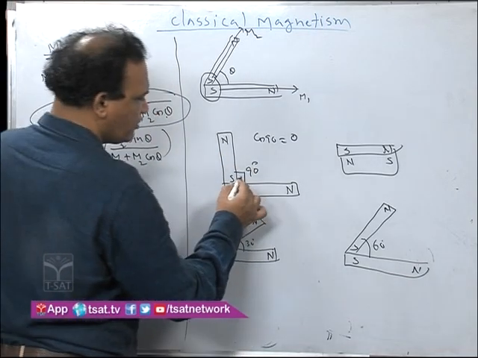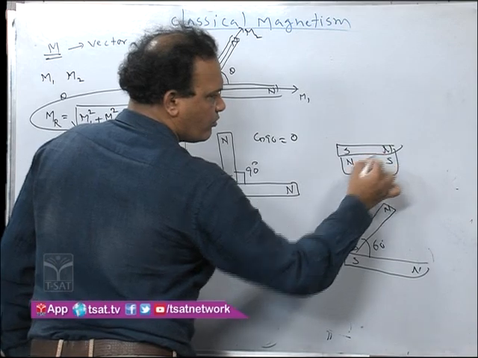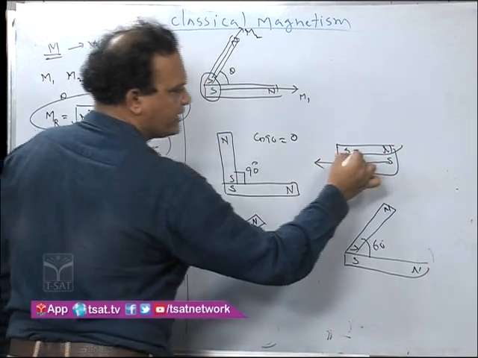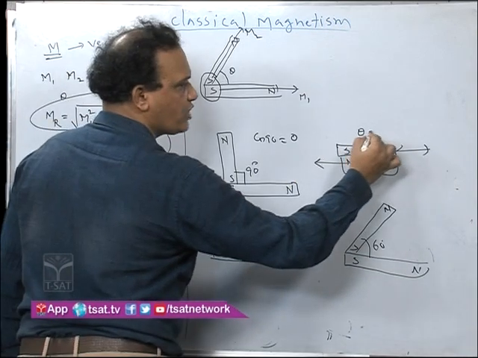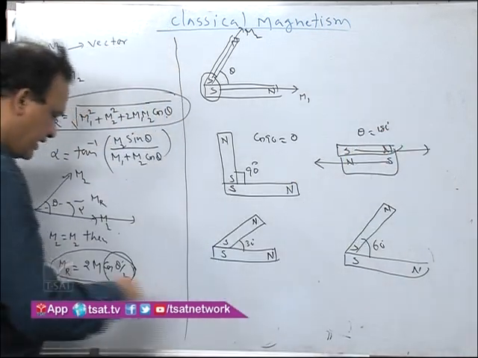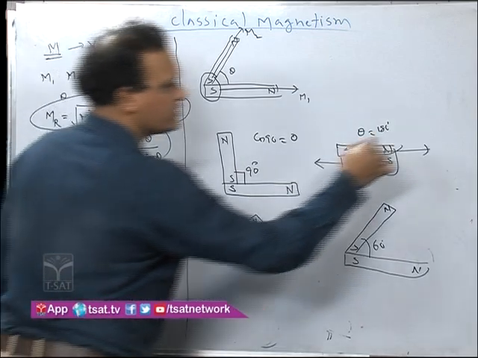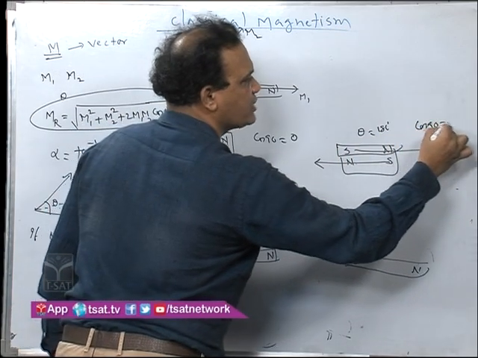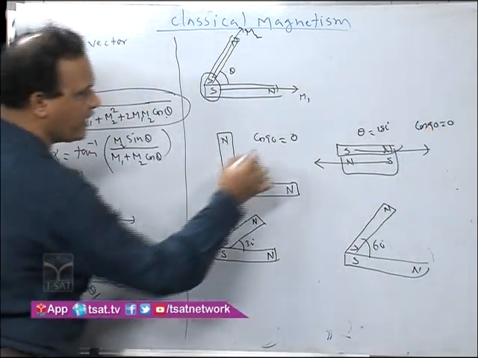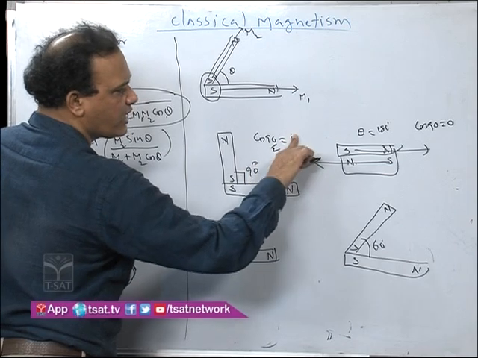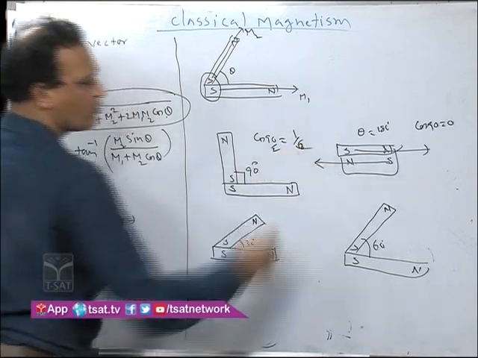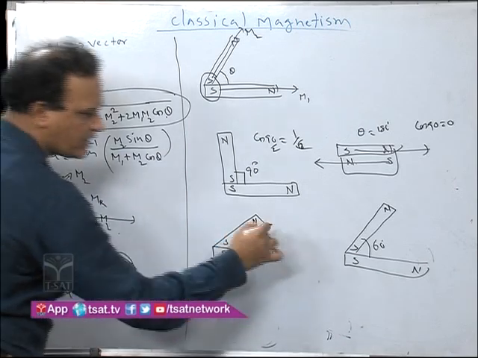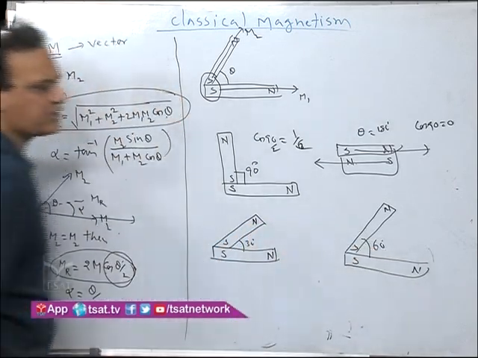And for the first arrangement, south to north and south to north, these two are anti-parallel, so theta is equal to 180. Then cos 180 by 2 means cos 90, which is equal to 0. For cos theta by 2 with theta 90, that means cos 45, which is 1 by root 2 times. Then 30 degrees gives cos 30 by 2, and 60 degrees gives cos 60 by 2.